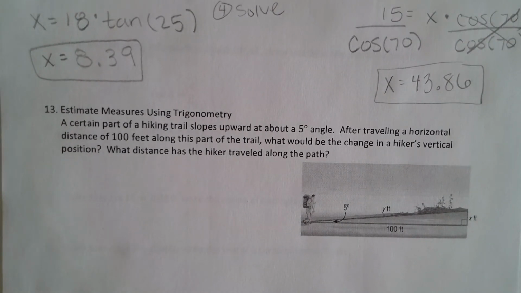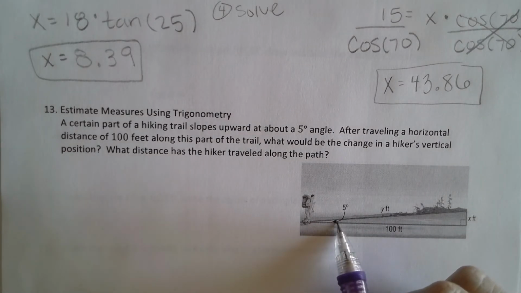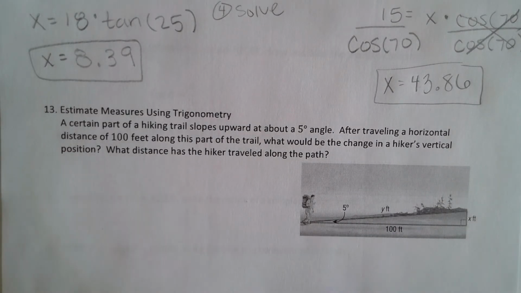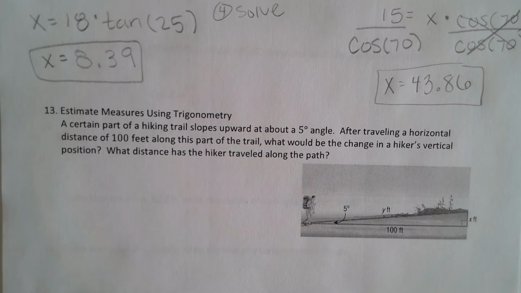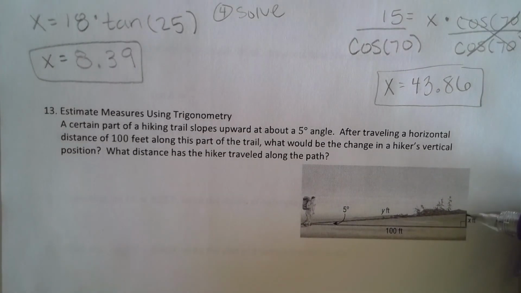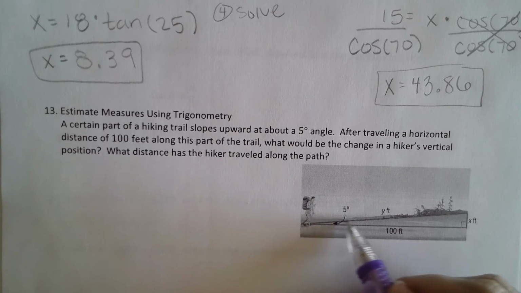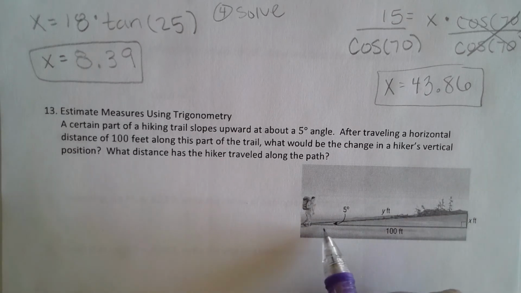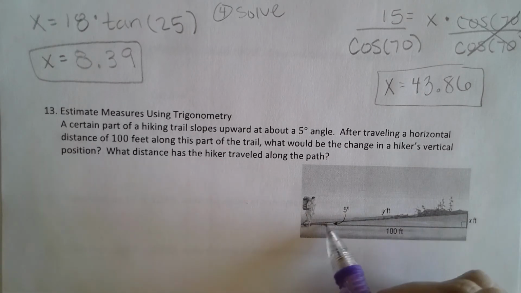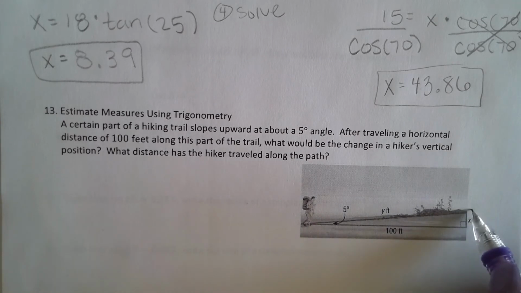Okay, number 13 here, it tells us that our slope here is 5 degrees, so we have a triangle with 5 degrees. After traveling a horizontal distance of 100 feet along the part of the trail, what would be the change in the hiker's vertical position? What is the distance of the hiker along the path? So we want to find the vertical height that he's walked as well as the actual distance, right? This is where he would be walking along the hill. So we went 100 feet if you're looking at it this way. But this is our hypotenuse, it's going to be a little bigger.